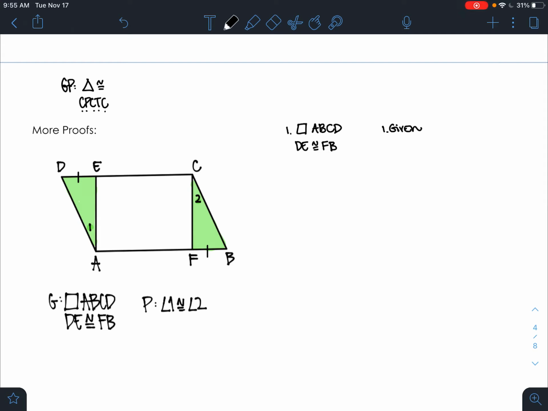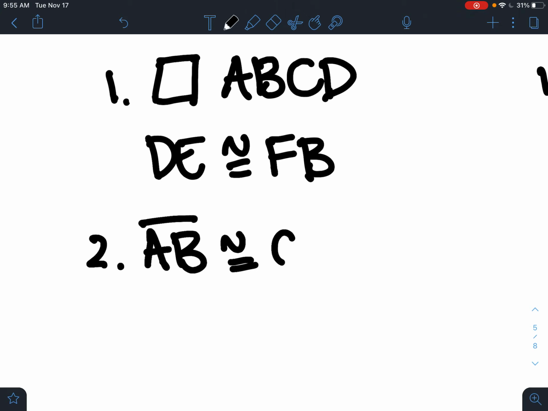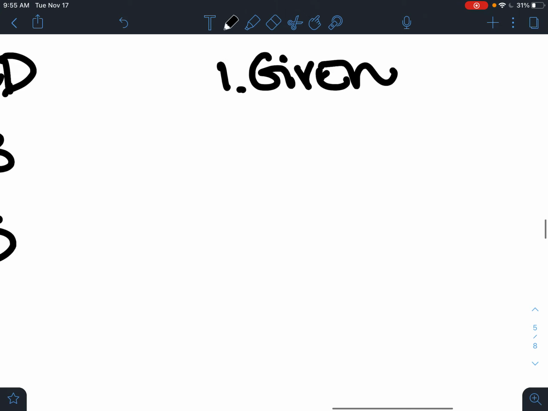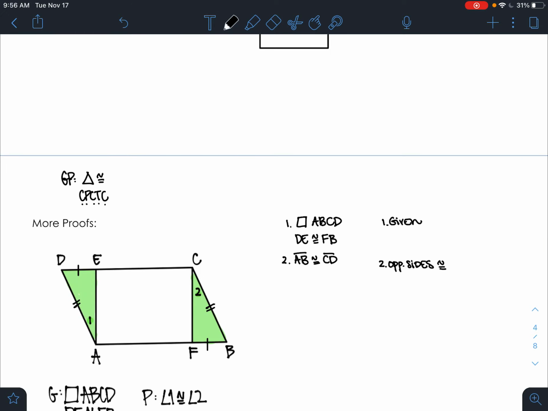So if I was doing this, I would remember, oh, well, the opposite sides are congruent, right? Which means that I know that AD has to be congruent to CB. And I'm going to put that in my proof. So AB is congruent to CD. And that's by opposite sides congruent. Okay?